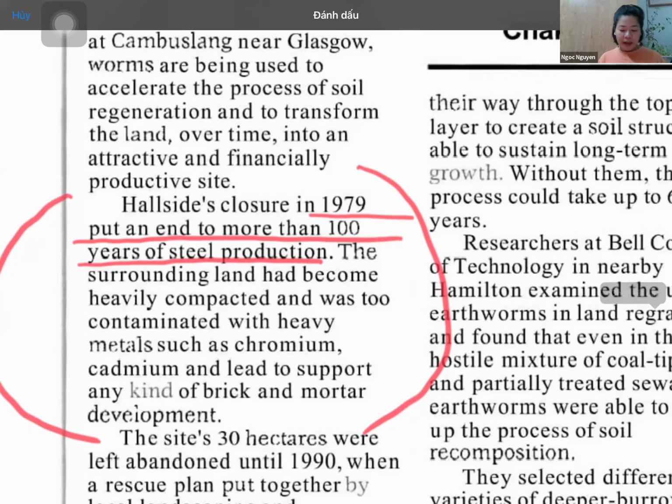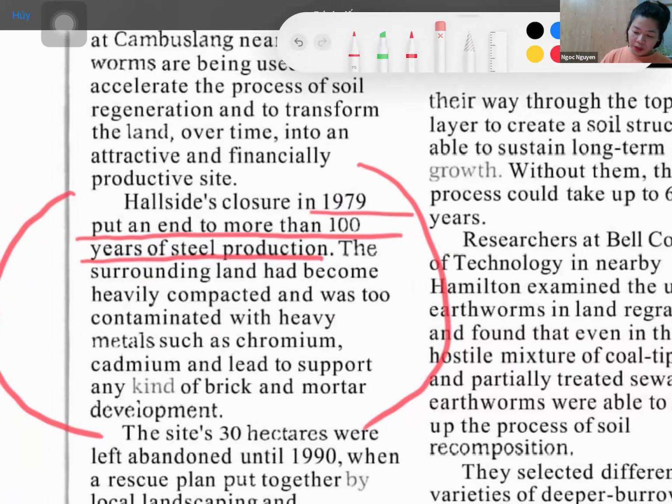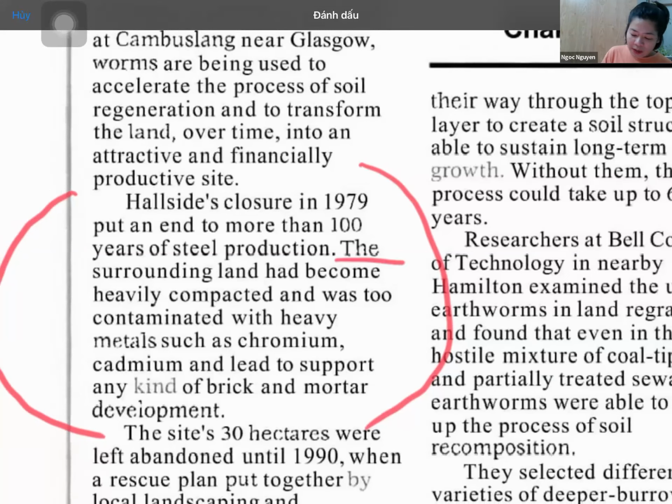Ở đây em sẽ nhìn thấy một dòng có rất nhiều từ mới và khiến em rất là sợ. Với một câu thôi, từ nào mới quá không hiểu thì bỏ qua, dựa vào những từ mình biết để make sense thôi. The surrounding land had become heavily compacted. Em bảo ôi dồi ôi, compacted chết mất, mình không biết rồi. And too contaminated, mình lại không biết nữa. With heavy metals, lại một đống tên nên không biết nó là cái gì, không sao. To support any kind of brick and mortar development. Mặc dù đặt cái câu muốn chết luôn.